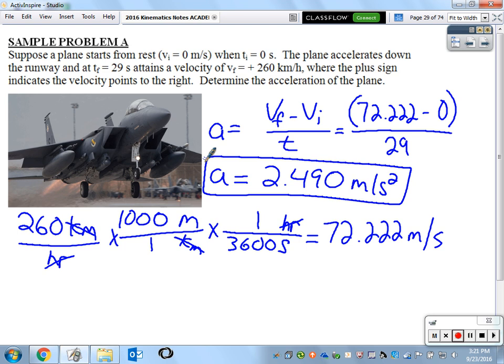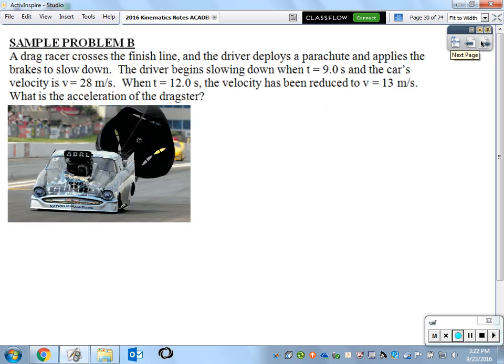All right, do me a favor then. I would like for you on your own to do sample problem B. It should be a little bit more straightforward since there are no conversions. Careful. Remember that T stands for a duration of time.